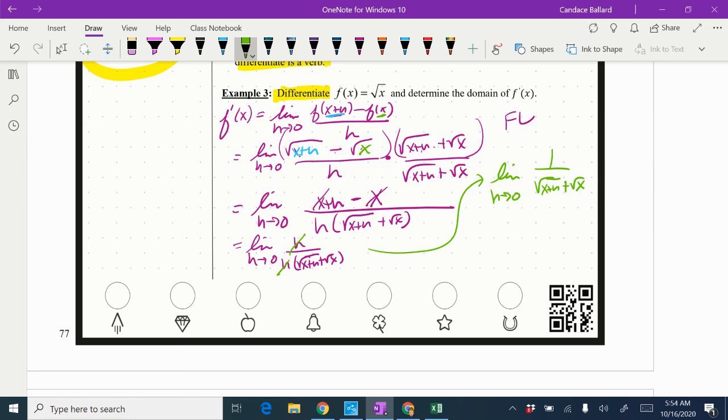Then I'm ready to plug in. So I'm going to plug my 0 in there. So I've got 1 over the square root of x plus 0 plus the square root of x, which is 1 over the square root of x plus the square root of x, which equals 1 over 2 square root of x, because there's a 1 in front of each one of those. So that would be the derivative in general on this one.